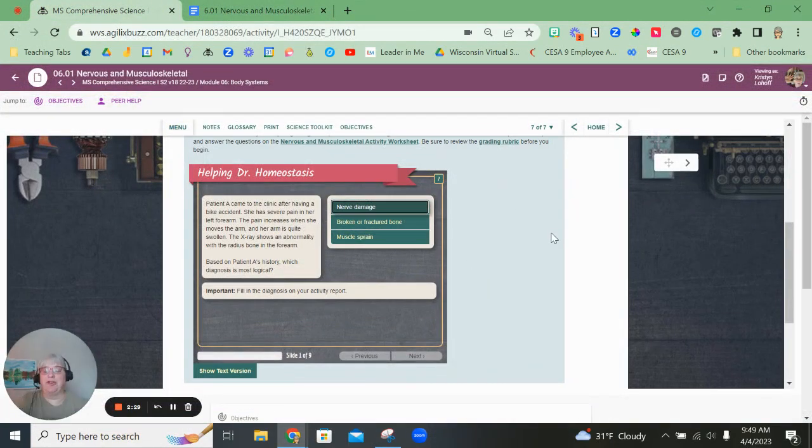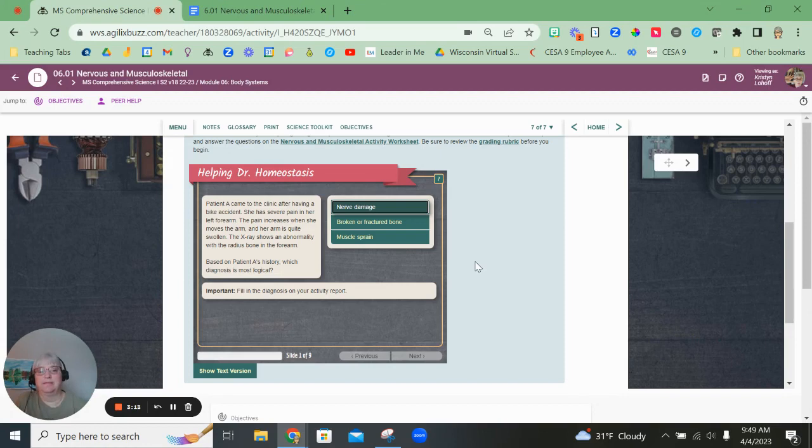Here is patient A, who comes into the clinic after having a bike accident. She has severe pain in her left forearm. The pain increases when she moves the arm, and her arm is quite swollen. The x-ray shows an abnormality with the radius bone in the forearm. Based on patient A's history, which diagnosis is most logical? Important, fill the diagnosis in on your activity report. So has this patient suffered nerve damage, a broken or fractured bone, or a muscle sprain? Our symptoms are pain in the arm, swelling, and the x-ray shows an abnormality with that bone.